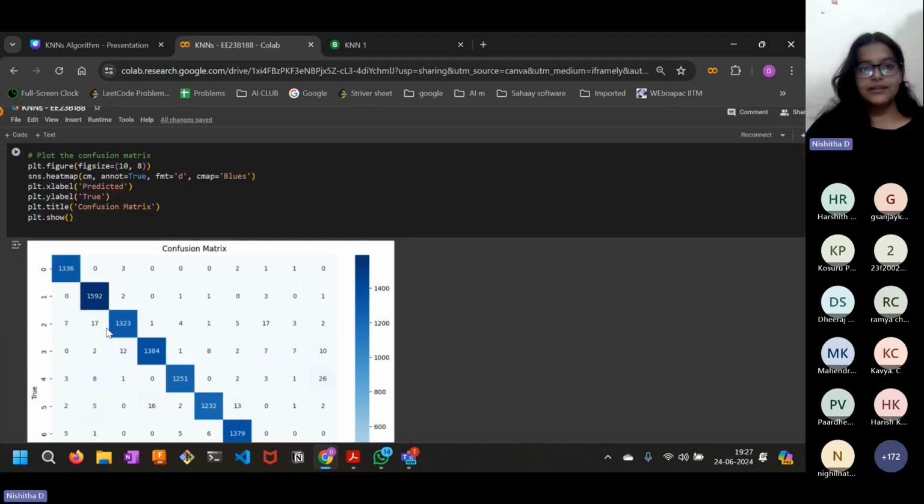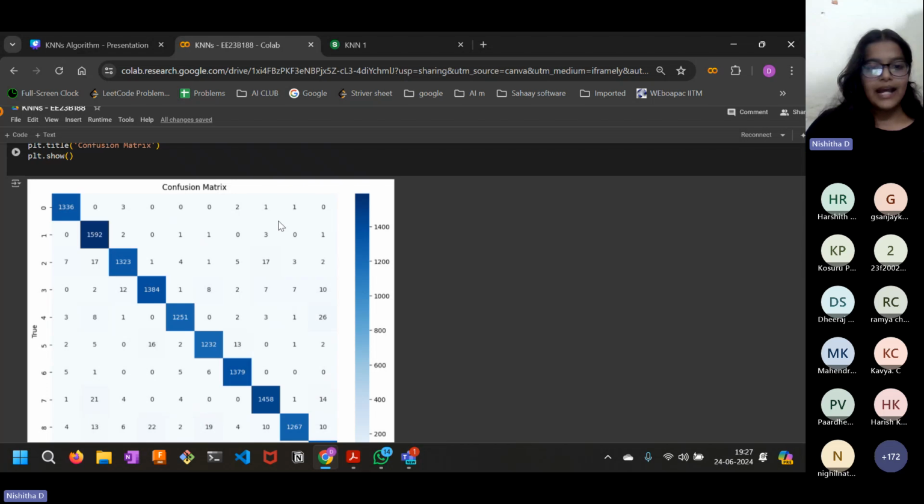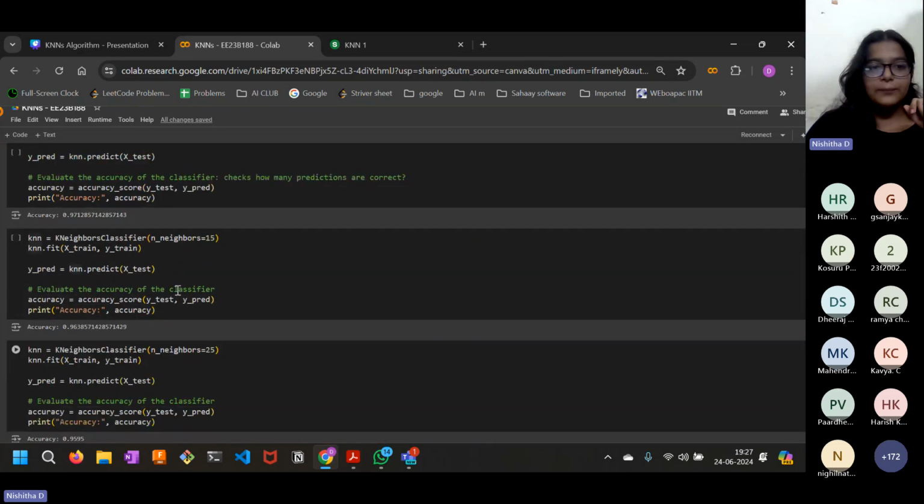So that's about the implementation of the KNN algorithm. So all the code part.